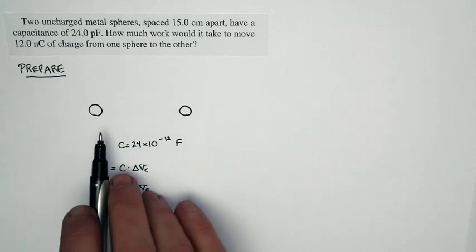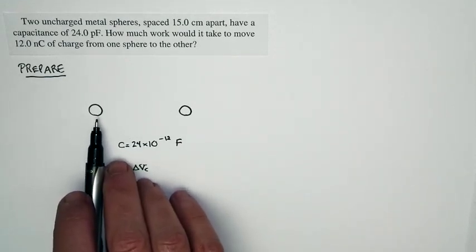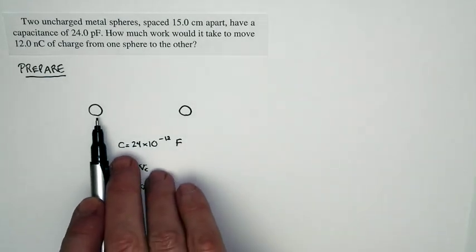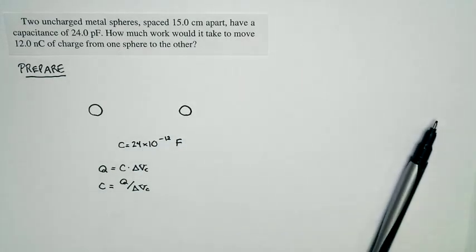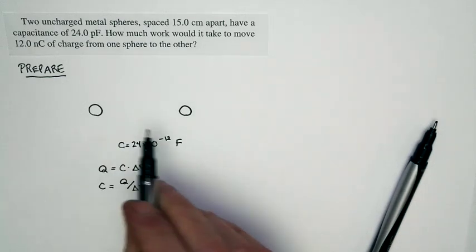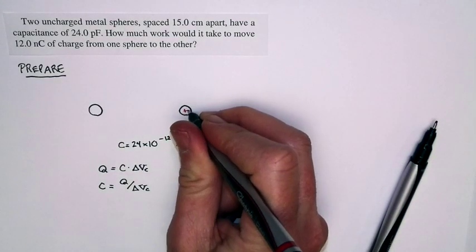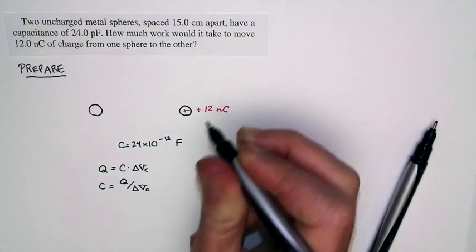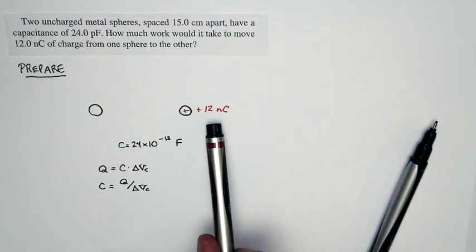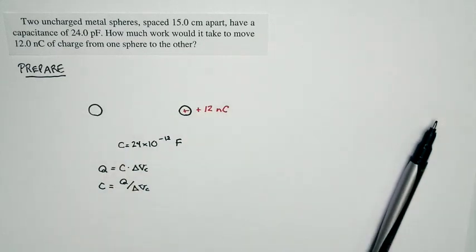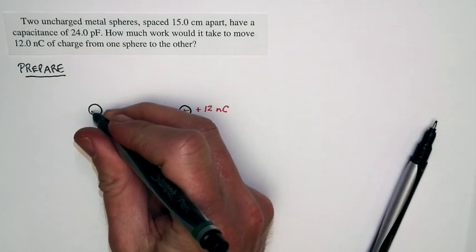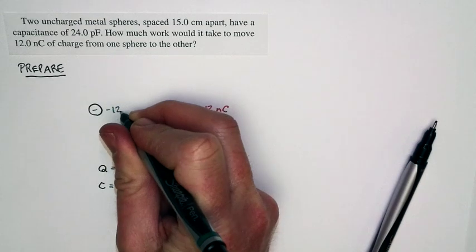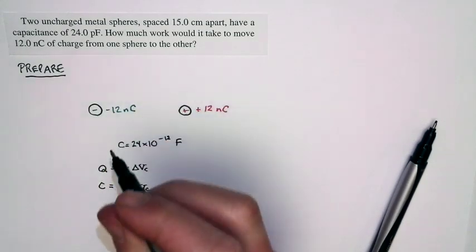So if I took this conductor right here, this sphere, and I moved some charge from this sphere to that one, suppose I did that. Suppose I moved 12 nanocoulombs of charge from this sphere to this sphere. Well, then this one ends up with a charge of positive 12 nanocoulombs. But because I took these 12 nanocoulombs from this conductor, that tells me that this sphere ends up with a charge of negative 12 nanocoulombs.